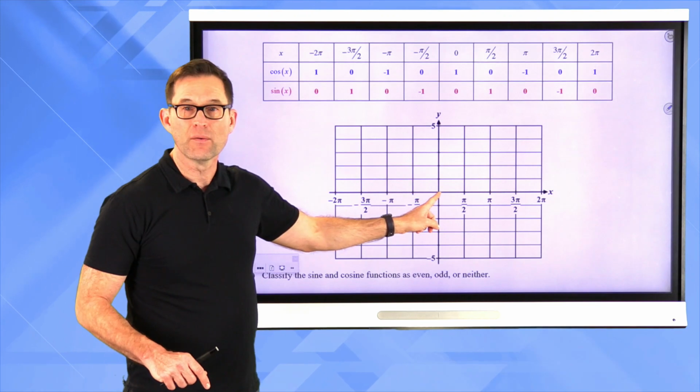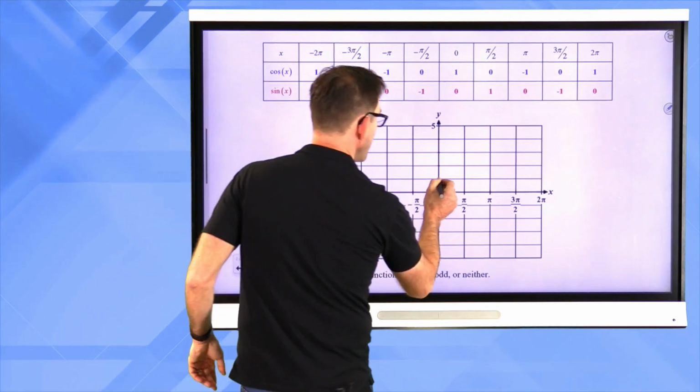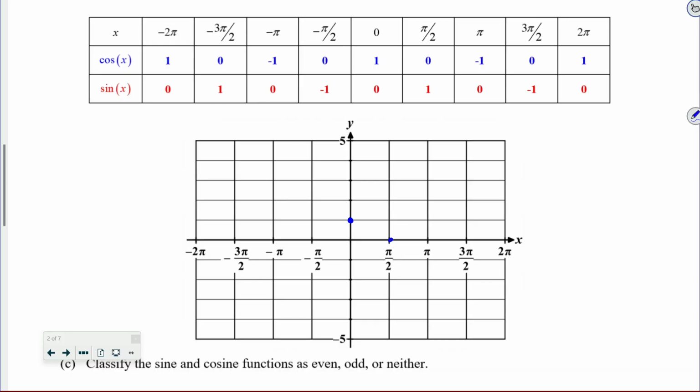So at an angle of 0, I have a cosine value of 1. At an angle of pi over 2, I have a cosine value of 0. At an angle of pi, I have a cosine value of negative 1. At an angle of 3 pi over 2, I have a cosine value of 0. And at 2 pi, I have a cosine value of 1. At negative pi over 2, I have a cosine value of 0. Then a cosine value, I made that go a little bit too low, I apologize for that, of negative 1. Then negative 3 pi over 2, a cosine value of 0. And negative 2 pi, a cosine value of 1 again.